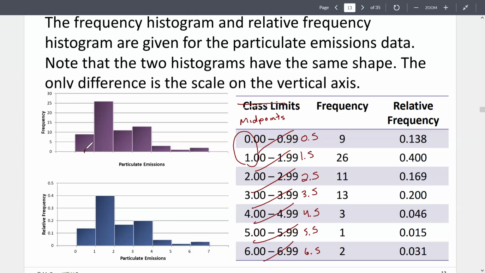So sometimes, instead of using the lower limits like 1, 2, 3, they'll use those midpoints instead. This is just one of the cases where sometimes midpoints are used. It's just another way to make a histogram. We're going to use this for a few other different graphs though. So if you ever were looking for other histograms, you may see them like this.